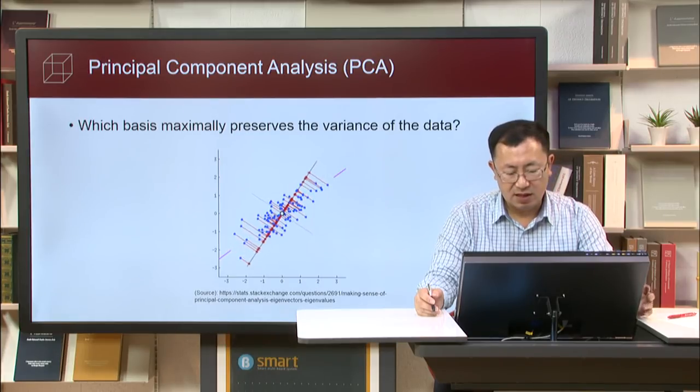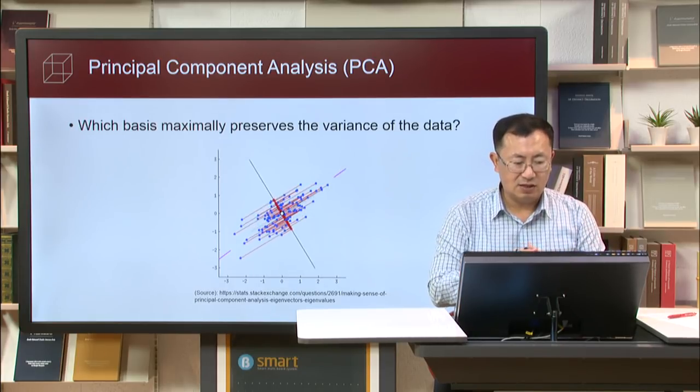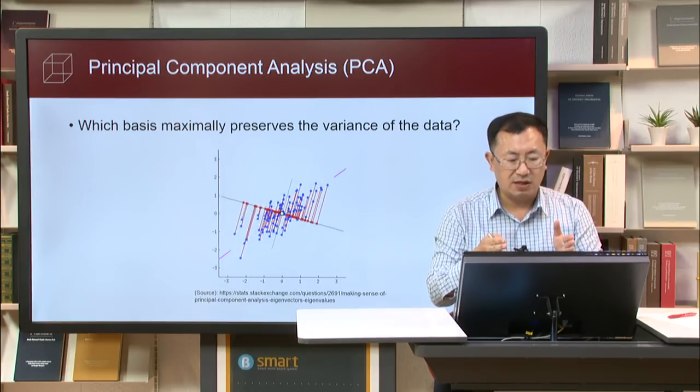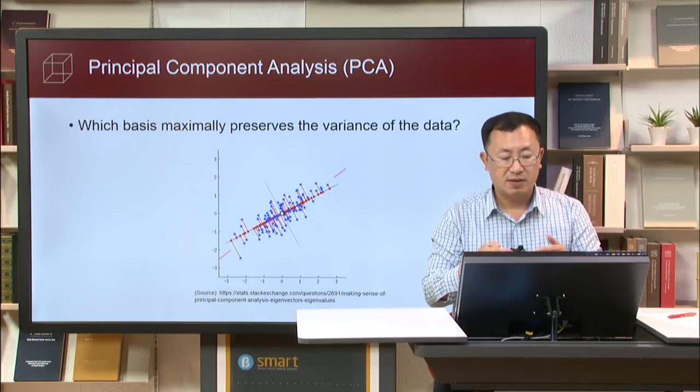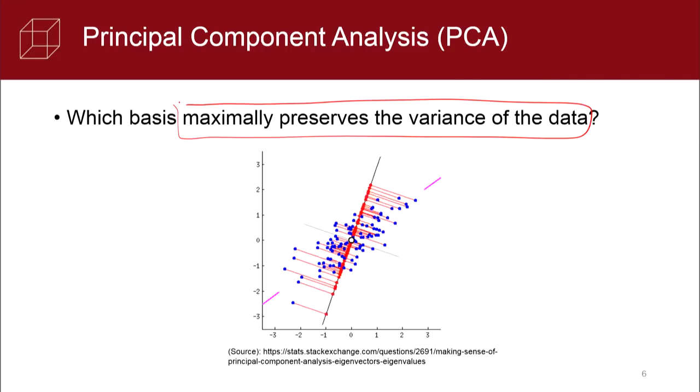Right, so through this slide, I'd like to explain the concept of the so-called maximally preserved variance of the data. What is the meaning of this? I think this animated GIF will explain the concept of this terminology well.